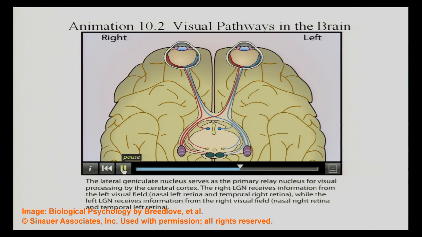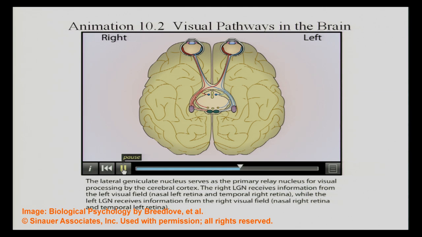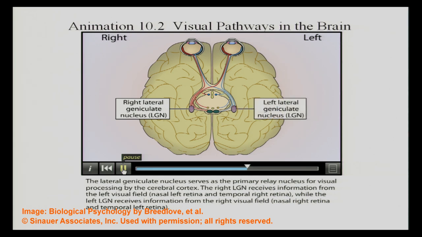The lateral geniculate nucleus serves as the primary relay nucleus for visual processing by the cerebral cortex. The right lateral geniculate nucleus receives information from the left visual field, that is, the nasal left retina and the temporal right retina, while the left lateral geniculate nucleus receives information from the right visual field, the nasal right retina and the temporal left retina.